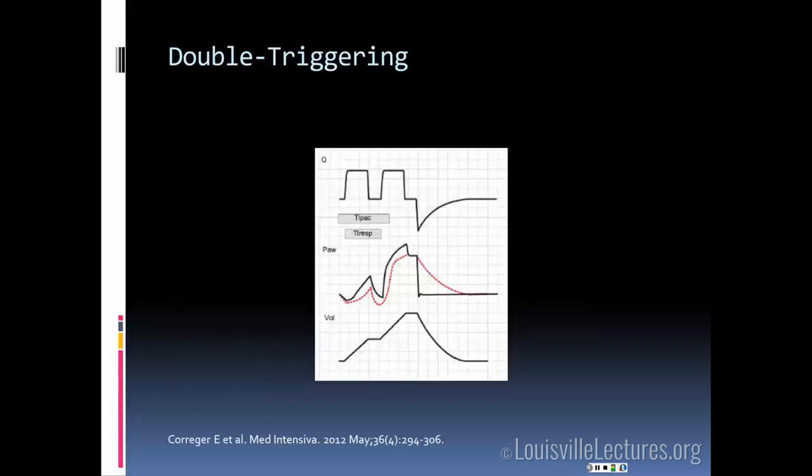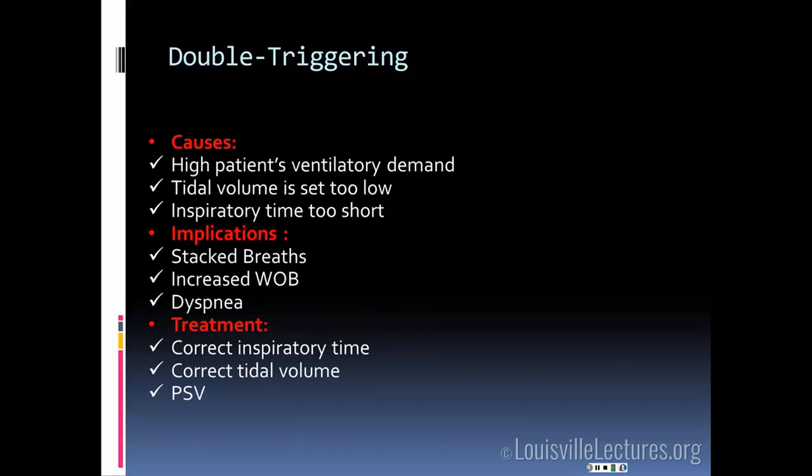This is a case of double triggering. We have 2 inspiratory phases and just 1 expiration. Double triggering usually occurs when the tidal volume is set a little too low, or the patient's ventilatory demand is too high, or the flow is too low. This will lead to stacked breaths and increased work of breathing. So what can you do to correct that? Well, you could go up in the tidal volume. You can try to adjust the flow. Sometimes if you change the patient to a spontaneous mode, the patient will become more comfortable.